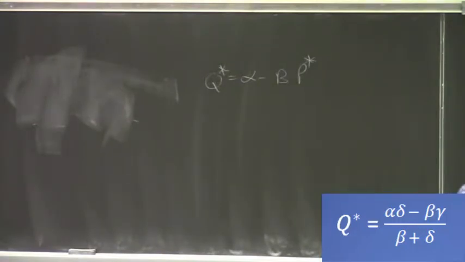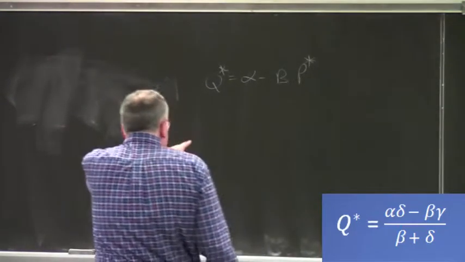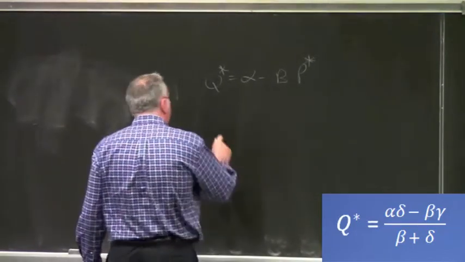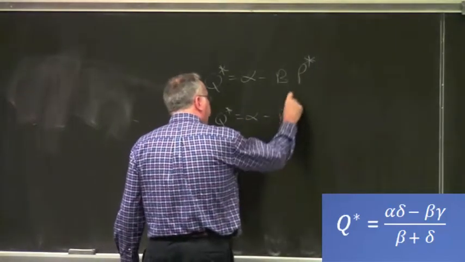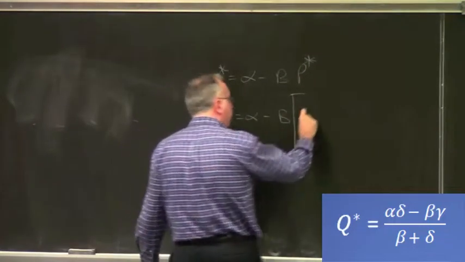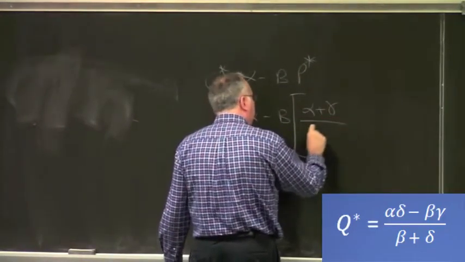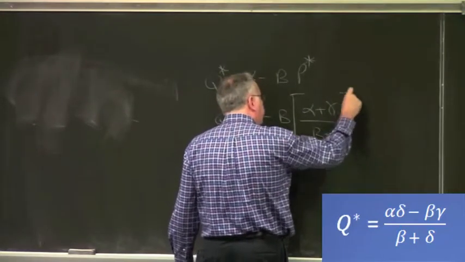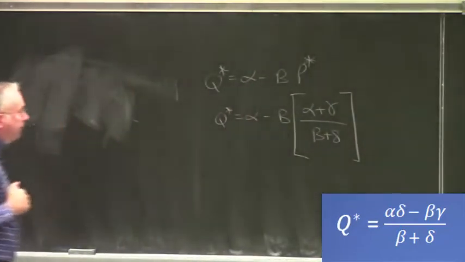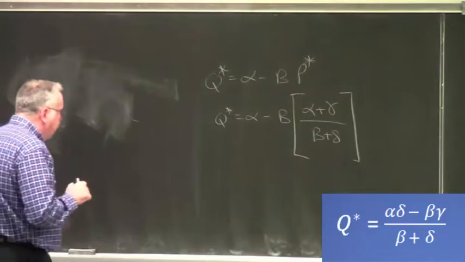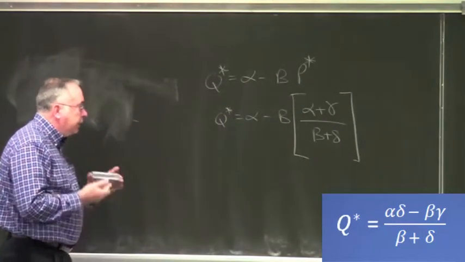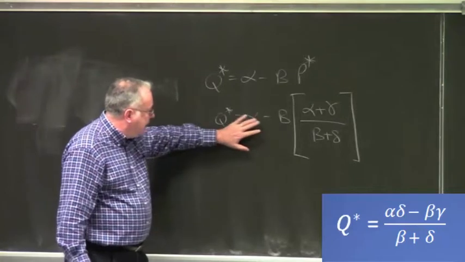It generates the equilibrium quantity. So all you have to do is now substitute your result in for P star, and you get Q star equals alpha minus beta times P star, which is alpha plus gamma over beta plus delta. This would be an acceptable answer right here. But if you want to simplify this a little bit, you could algebraically manipulate this result by getting a common denominator for these two terms.